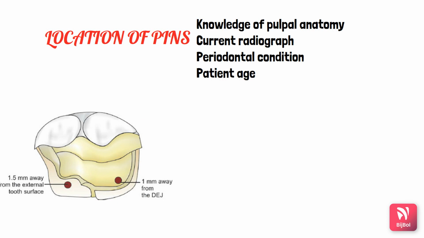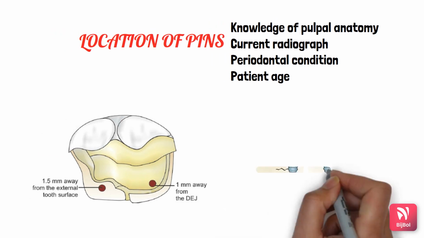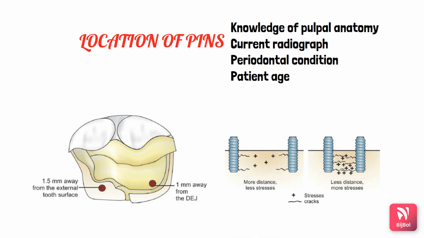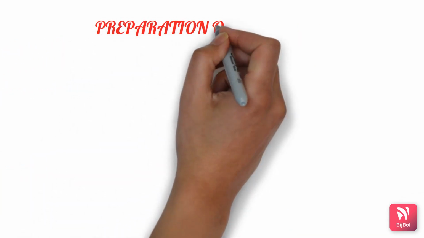And this should be 1 mm away from the DEJ or 1.5 mm away from the external surface of the tooth. The pin holes should be parallel to the adjacent external surface of the tooth. And the pin holes are always located 0.5 mm away from the vertical wall of the tooth. And the interpin distance should be 3 to 5 mm to give the lowest stresses in the dentin. And to reduce the stress concentration, they should be placed at different levels on the tooth. Now we'll see how these pinholes are prepared.